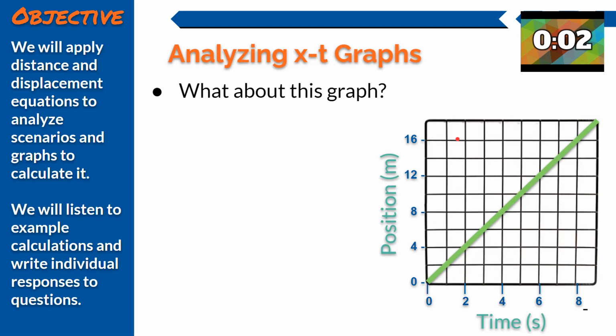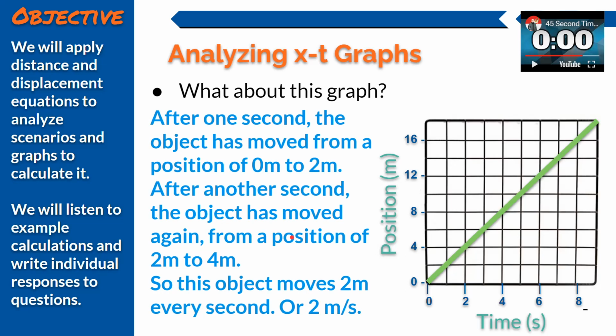What do you think, Christopher? It's moving 2 meters each second. Okay, if you look at this line and you look at 1 second, it's at 2. At 2 seconds, it's at 4. At 3 seconds, it's at 6, and so on and so forth. So this object is moving with a speed of 2 meters every second, or 2 meters per second is how you would read that.